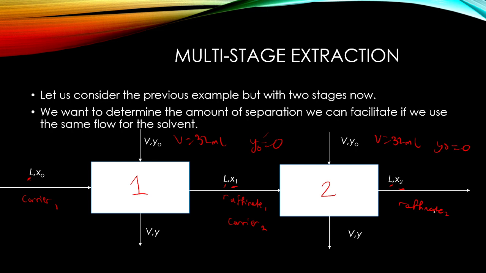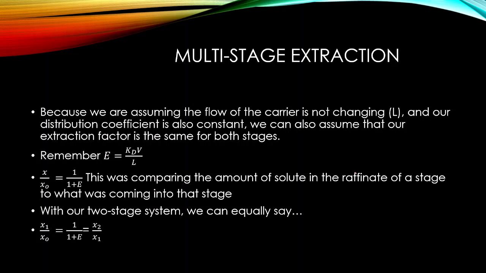Now what we are doing with this question is we want to see how much separation we can bring about if we use the same volume of solvent twice, so now in two stages. Initially when we used it for just one stage, we were able to extract 98%. So it means what was coming out here was 0.02. Now we want to see what is going to end up coming out here. So that's what we are actually coming to work on.